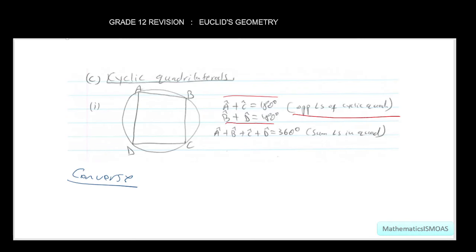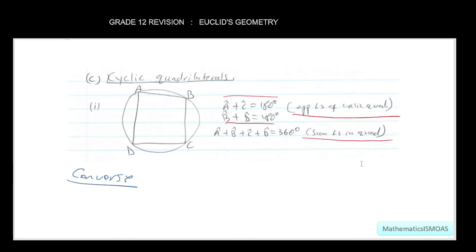Then what do we know about quadrilaterals in general? Angle A plus angle B plus angle C plus angle D will be 360 degrees. And your reason for that will be sum of angles in a quadrilateral add up to 360 degrees. Not just a cyclic quadrilateral, any quadrilateral.